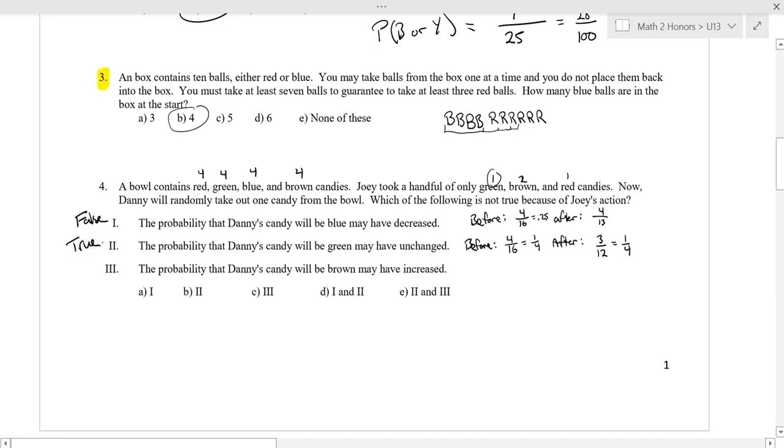So we're just playing around with the numbers, seeing what's possible, or seeing if we could disprove the statement, like in number 1. The third statement: the probability that Danny's candy will be brown may have increased. Alright, so brown, before anything's happened, in our case we had 4 brown out of 16. This is just an example here. And now let's see if there's a way that we can select green, brown, and red, and the probability of brown go up.